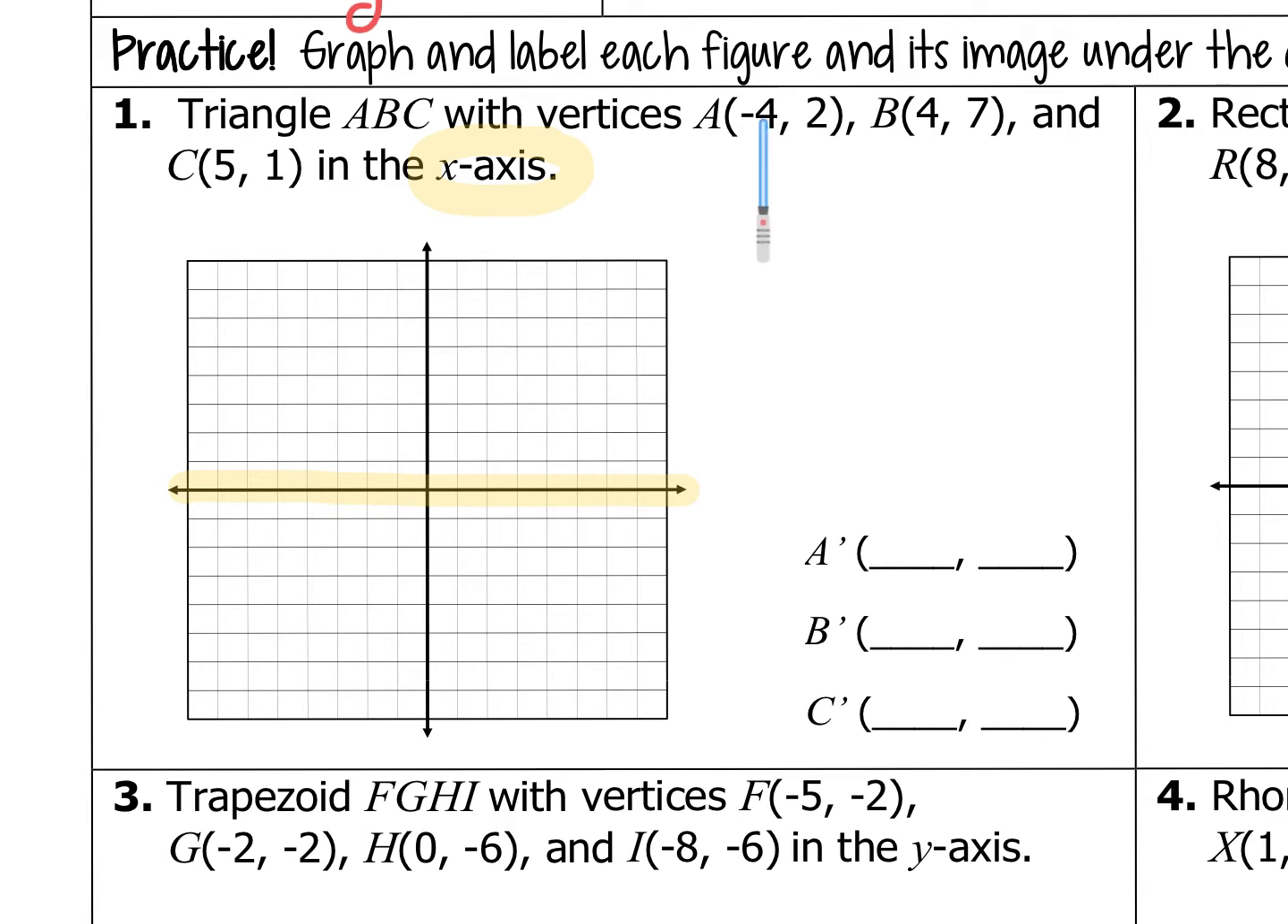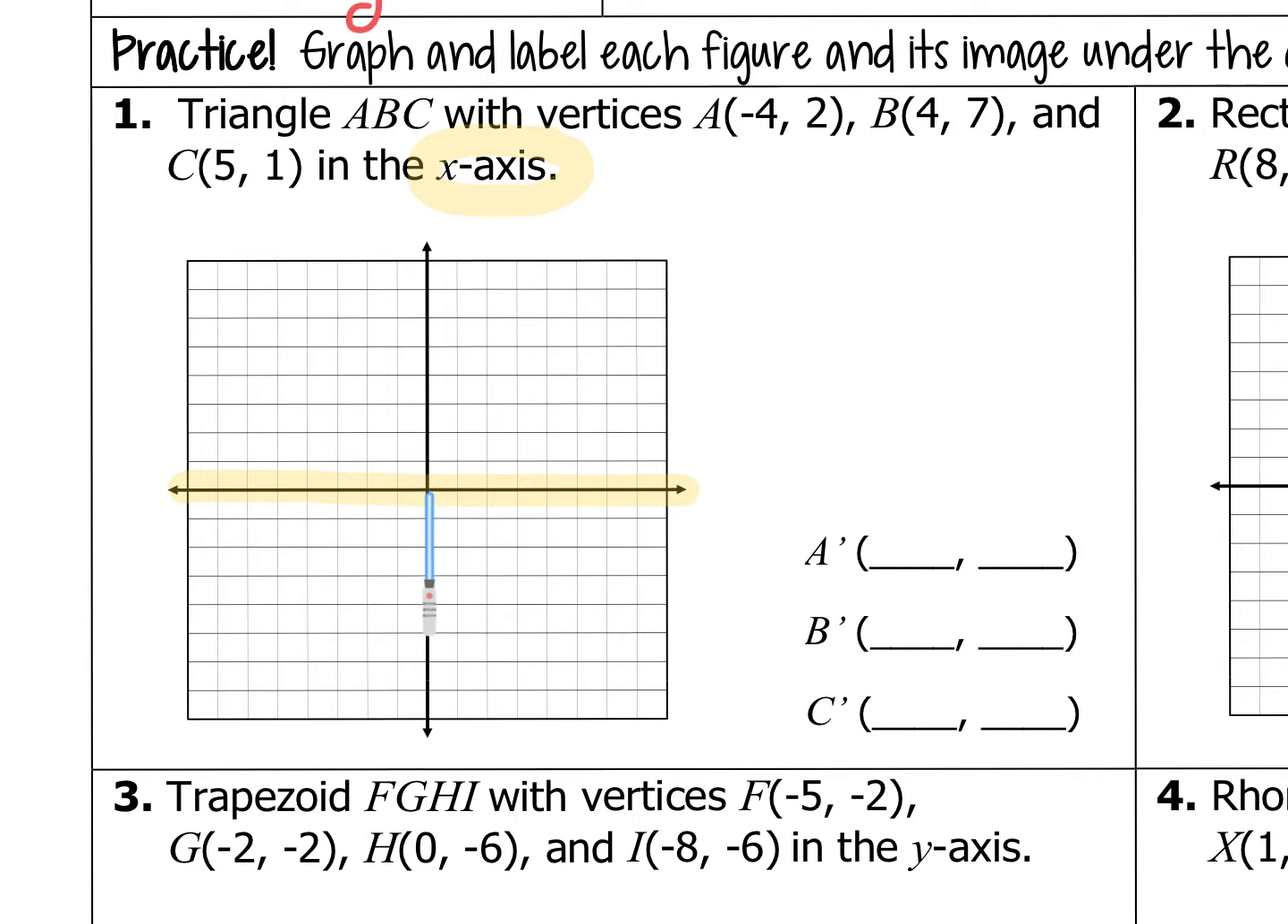Don't forget that this is your x value, and the x goes in a right-left direction. Right is positive, left is negative. This is your y direction. The y-axis goes up or down. Up is a positive direction, down is a negative direction. So pause the video and plot A, B, and C.